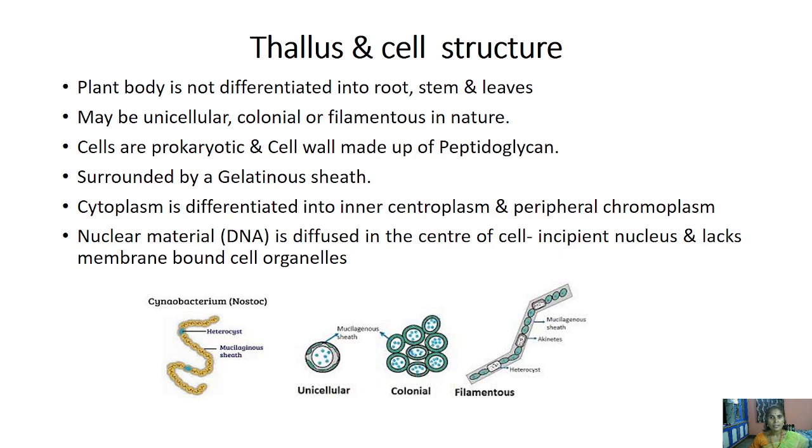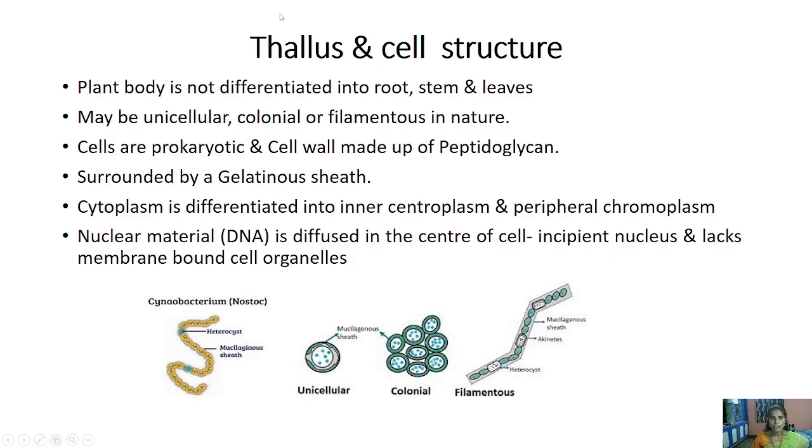Coming to thallus and cell structure. The plant body of cyanobacteria is called thallus because it is not differentiated into root, stem, and leaves. The thallus may be either unicellular, colonial, or filamentous in nature. Unicellular means the whole plant body is made up of a single cell.